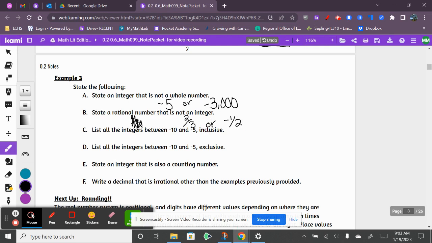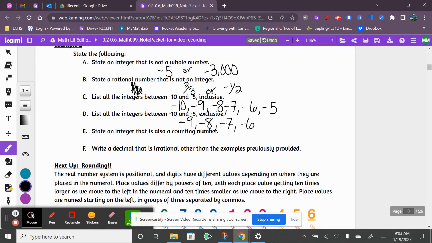For part C, it says list all of the integers between -10 and -5 inclusively. So that's including those endpoints, or those boundaries. So we would have -10, -9, -8, -7, -6, -5. But if we have it exclusively, we don't want to include those endpoints. So we're going to have -9, -8, -7, -6.